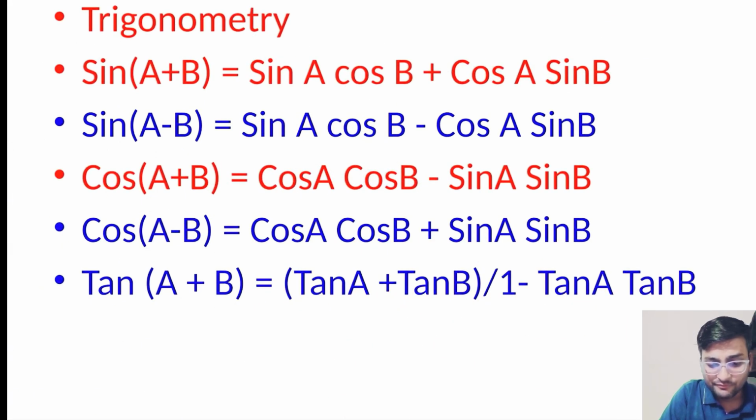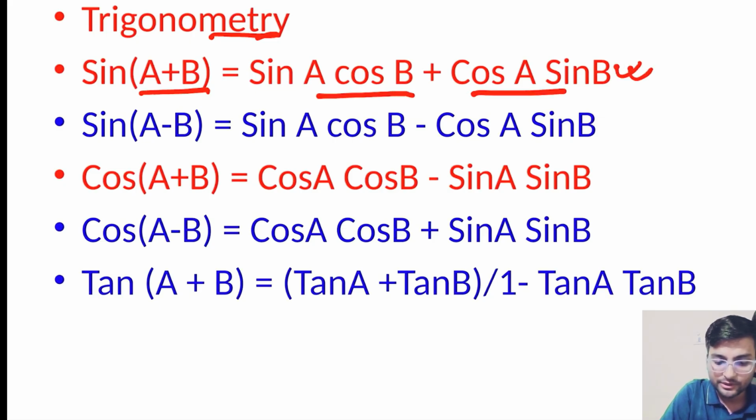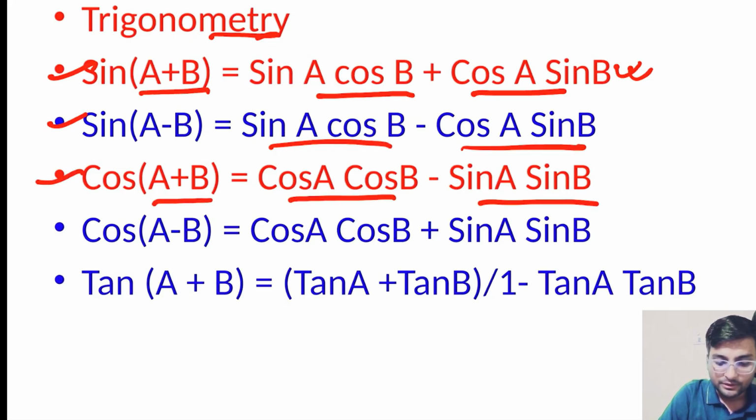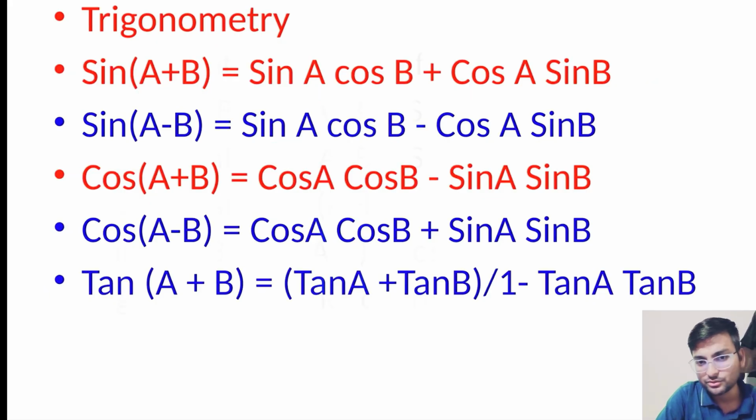Okay. Now whenever I am talking about the basic trigonometry formulas, sin(A plus B) is sin A cos B plus cos A sin B. These formulas are important. Okay, sin(A minus B) becomes sin A cos B minus cos A sin B. Cos(A minus B) becomes cos A cos B plus sin A sin B. Okay, these are the basic formulas. You just know about this.